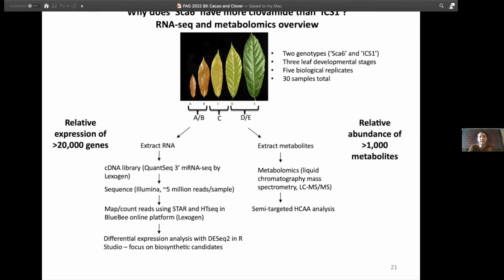So here's an overview of the experiment. I took young leaves, middle-aged leaves, and old leaves from the Scavena 6 and ICS1 genotypes. And for each of these sample groups, I got 5 biological replicates, so 30 samples total. We did RNA-seq and got relative expression data for over 20,000 genes. And then we did LCMS metabolomics and got relative abundance of over 1,000 metabolites.